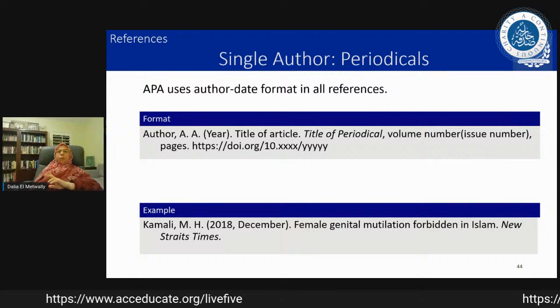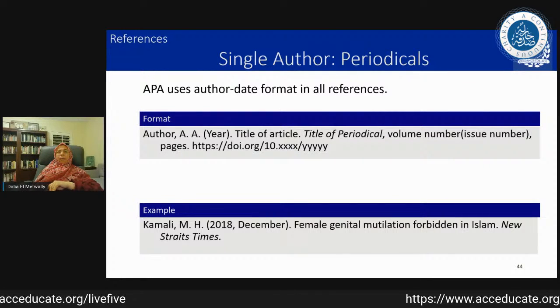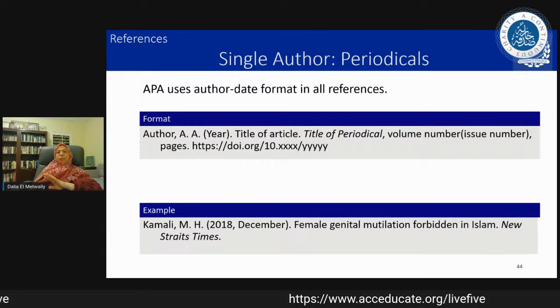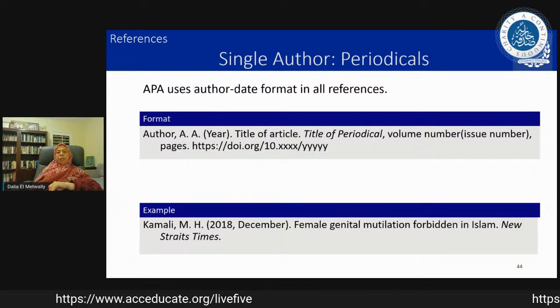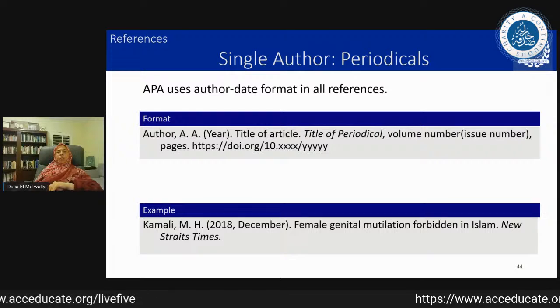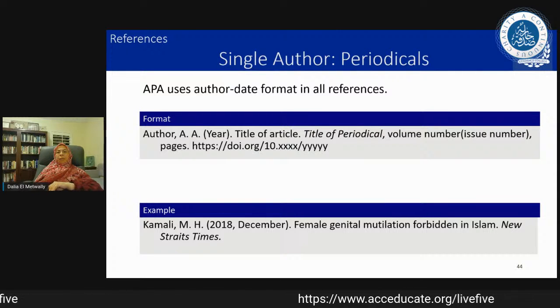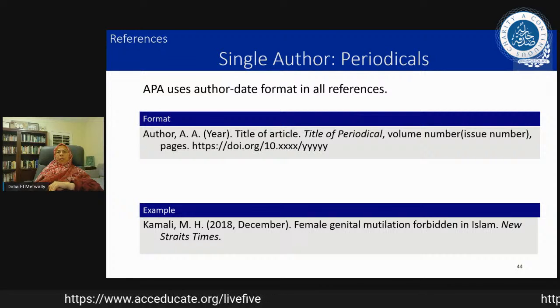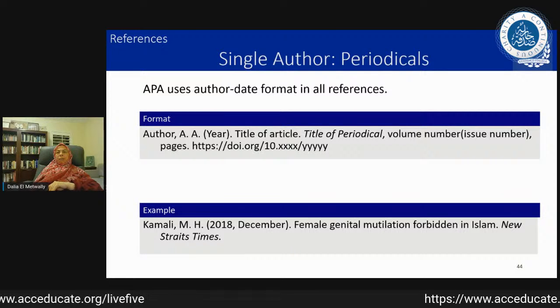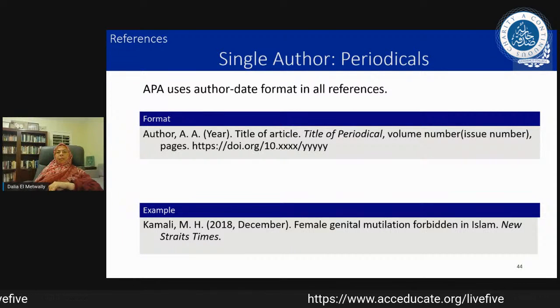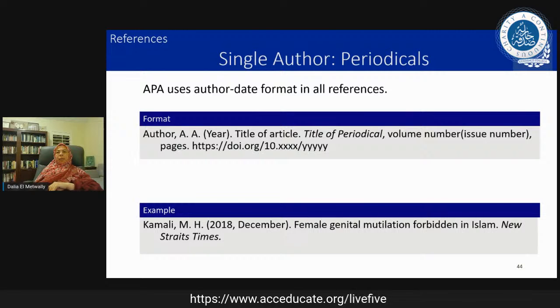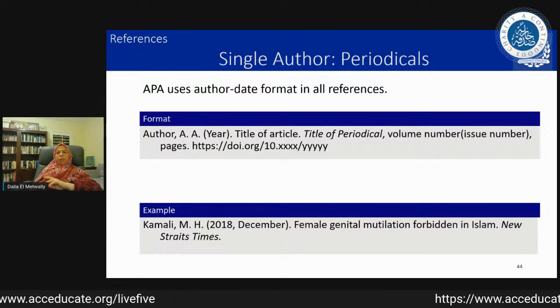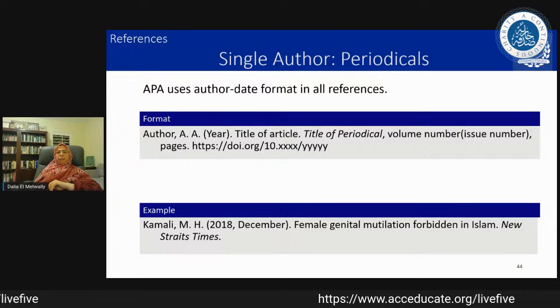So how are we going to do single authors in periodicals? Practically what I just showed you. So we're going to use the author date format, author, initial. You can use one initial or two initials. APA says first initial and middle initial. Then the year of publication, title of the article. Just the first letter is capitalized, and everything else I've already talked to you about with the volume, issue number, or edition number. Sometimes it's either.